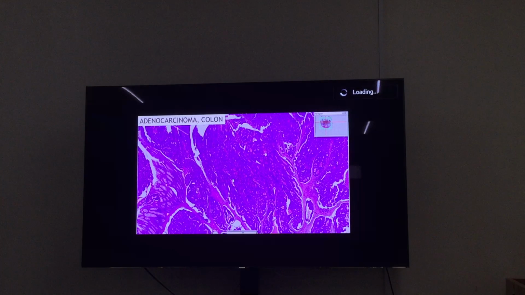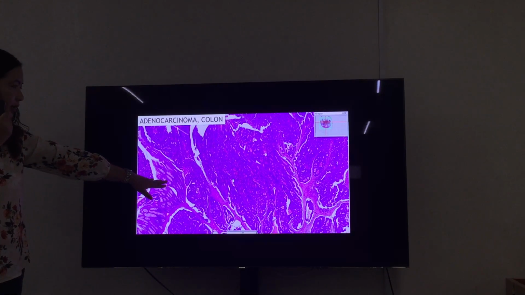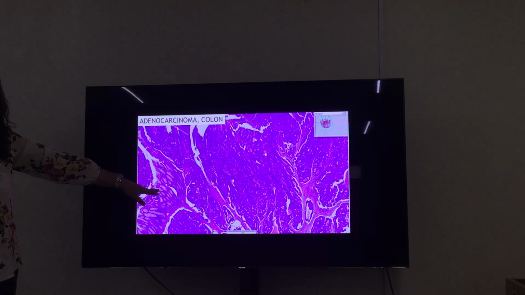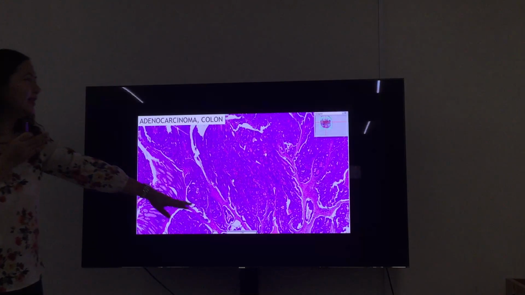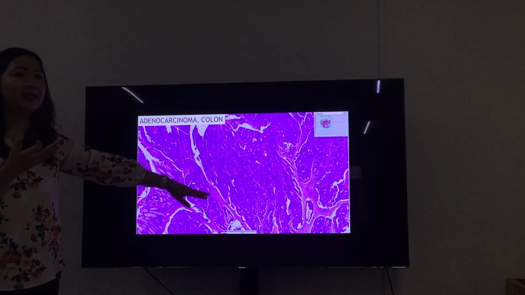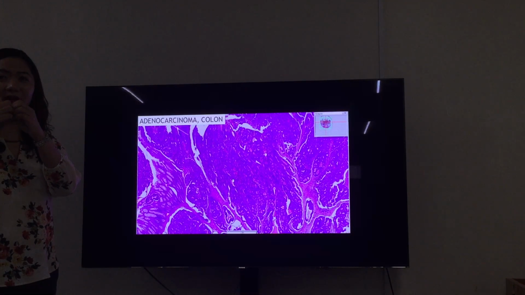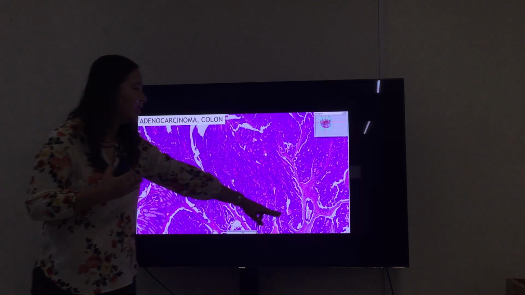Okay, so ito yung adenocarcinoma of the colon. So ito yung normal na lining. So it's made up of glands, tubular glands that are lined by columnar type of epithelium, basally located nuclei with apical mucin. So there's regular arrangement. So ito yung tumor. As you can see, it's proliferating. There is back-to-back arrangement of your glands. Ano yung back-to-back? One gland here, one another gland. So yun yung back-to-back.